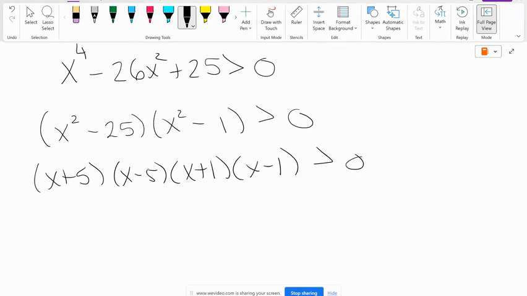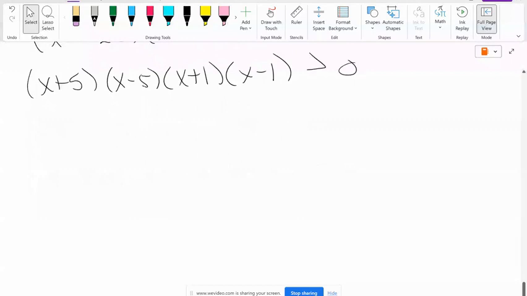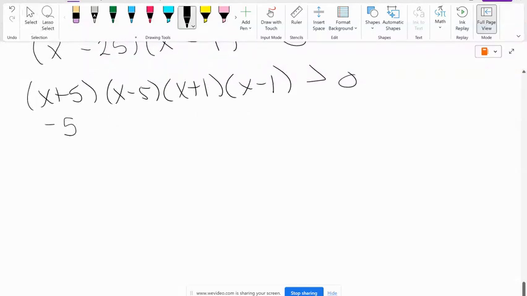So now I'm not just testing three regions. Do you guys see this? We are now testing more than three regions. So I have a negative 5 as a reference. I have a positive 5 as a reference. I have a negative 1 as a reference, and I have a positive 1 as a reference.